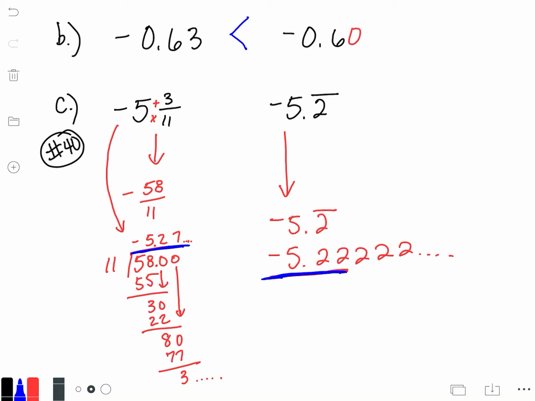So if this one's smaller, your inequality sign would look like this. It's a less than sign. I'm going to stop there.